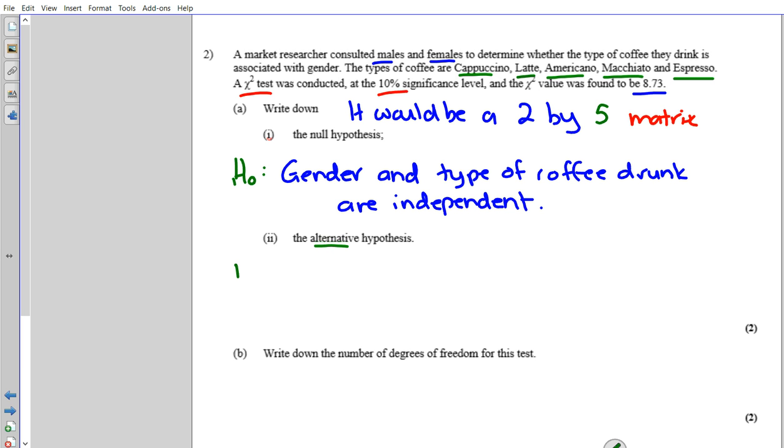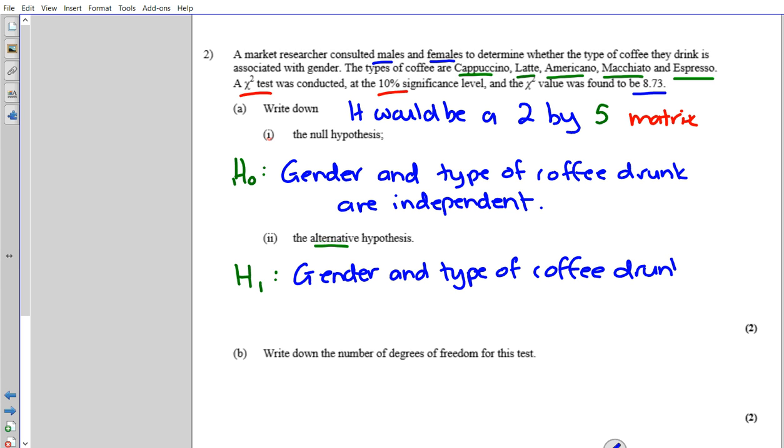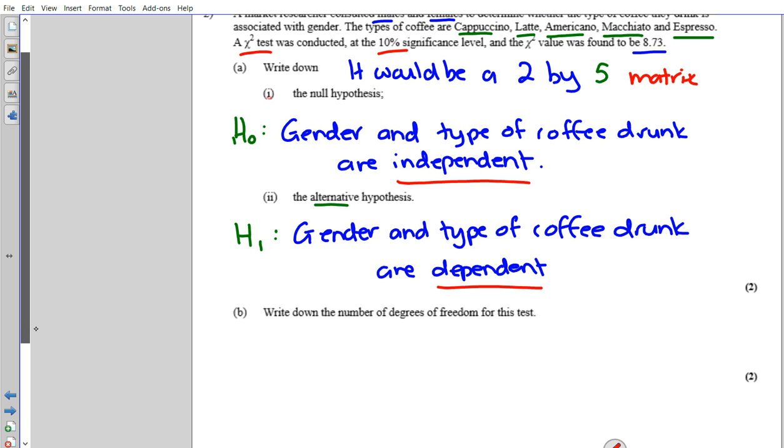Alternative hypothesis, quite often called the alternate hypothesis. Just write the same thing, gender and type of coffee drunk, and then what do you write instead of are independent for the alternate hypothesis? You write are dependent. So see, they're the same sentence. You don't say they're associated with each other or one relies on the other. You just write the 2 variables with an and in between them and put are independent for the null and are dependent for the alternate.